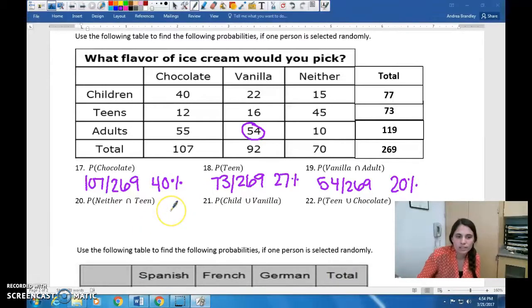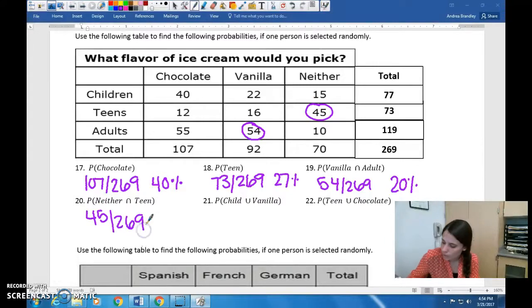Then number 20 is the same idea, neither and a teen. Neither and a teen, there's 45 of them. So we have 45 out of 269, which is 17%.